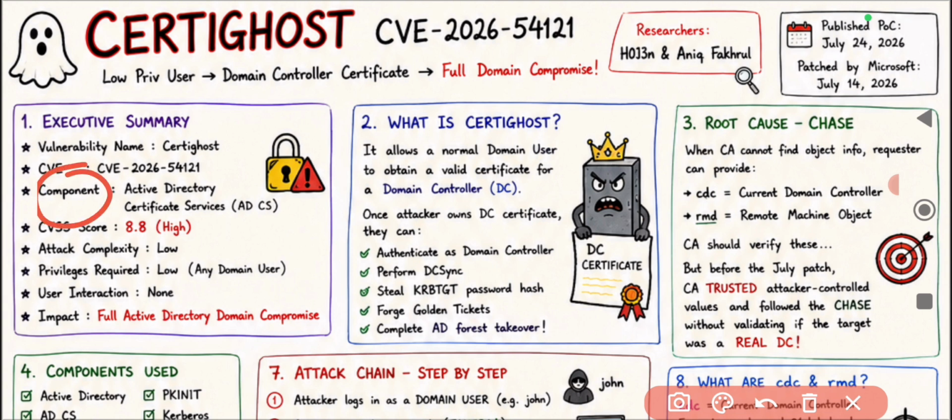So what are the key components which are active over here? It is Active Directory and Certificate Services. The score stands at 8.8, which is critically high. Attack complexity is low, and privileges required is any domain user. User interaction is none, and the impact is full Active Directory domain compromise.